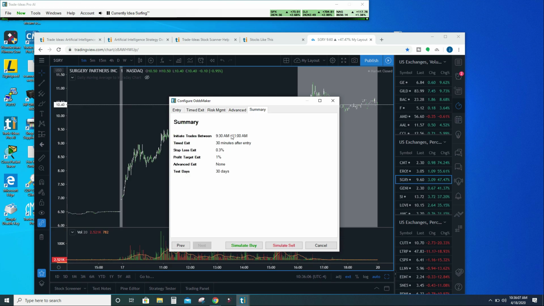So basically, from 9:30 to 11, it's going to use whatever you configure the strategy for. You can do a timed exit, so it's going to hold for 30 minutes. If it doesn't hit your stop loss and it doesn't hit your profit target, it's just going to sell after 30 minutes. But if it hits your stop loss at 0.3% below your position price, it's going to exit. And if it gets above 1%, it's going to exit for a profit.